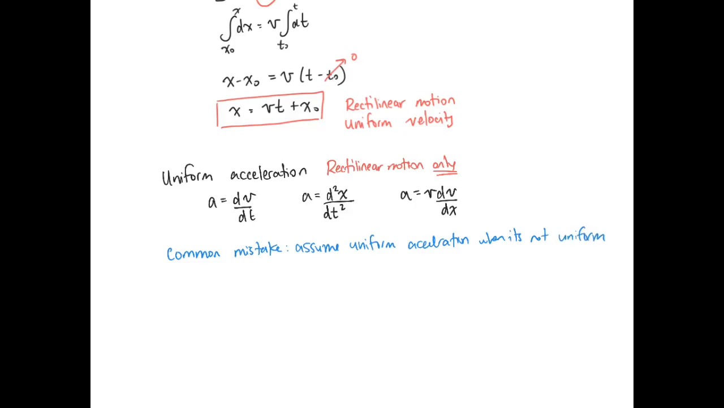So I'm actually going to get you to pause the video here for a second, and I'd like you to derive the equation for uniform acceleration from a is equal to dv over dt. So derive an equation for how velocity will respond to a change in time with uniform acceleration.